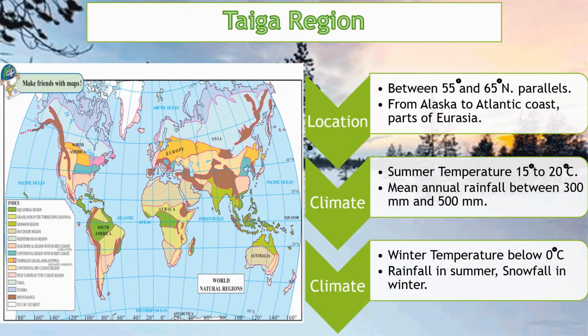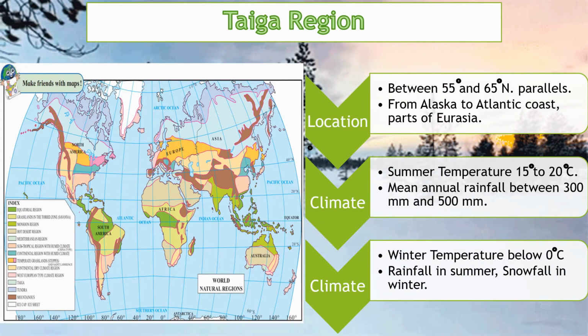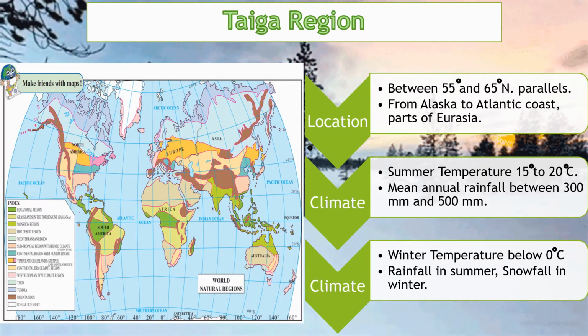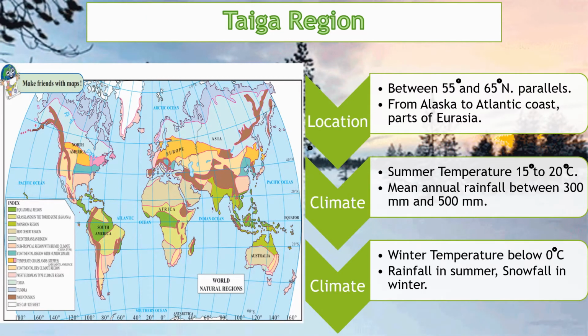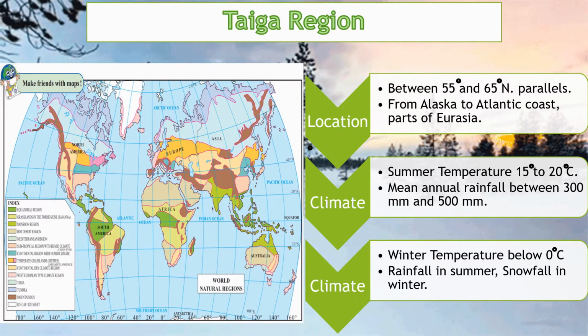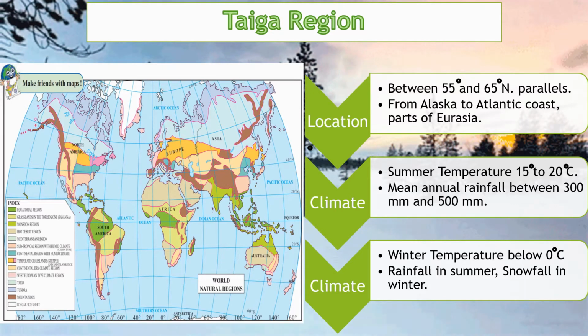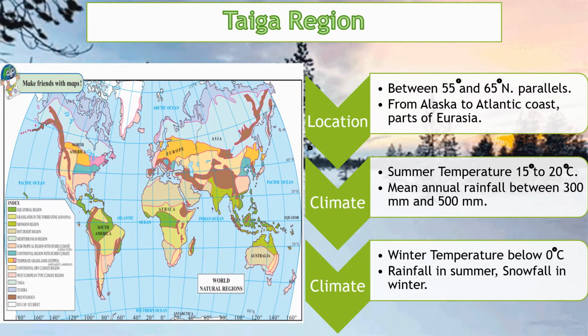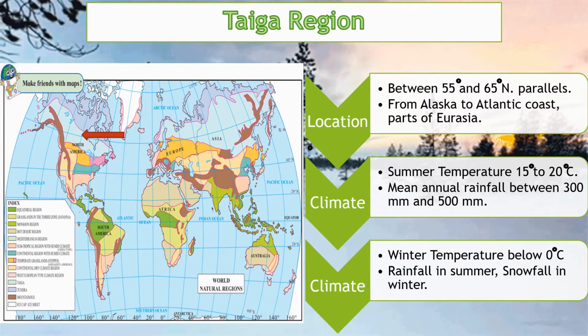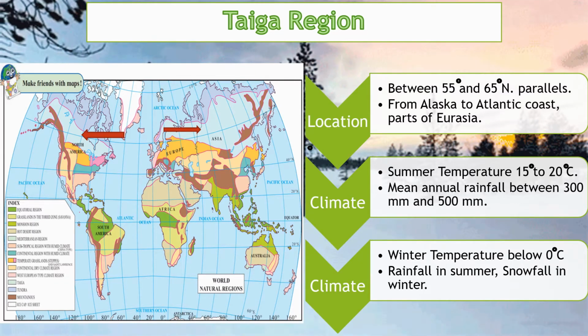Taiga is also known as a coniferous or boreal forest. A boreal forest is basically a forest that grows in regions of the northern hemisphere with cold temperatures. The taiga region falls between the 55 degree parallel of latitude and the 65 degree north parallel of latitude. One can find the taiga region from Alaska to the Atlantic coast and parts of Eurasia.